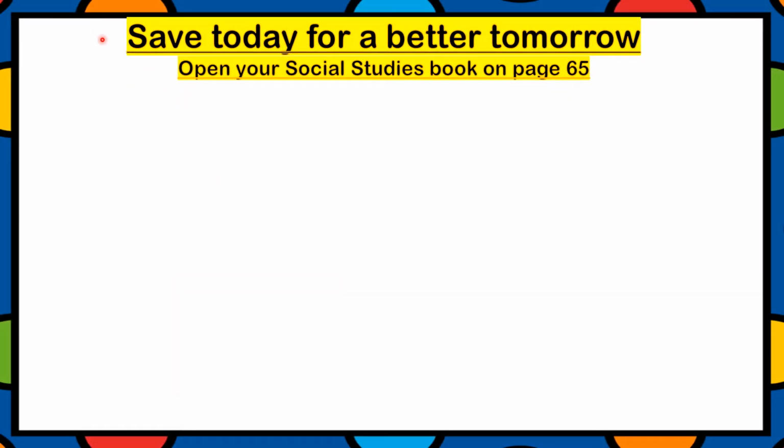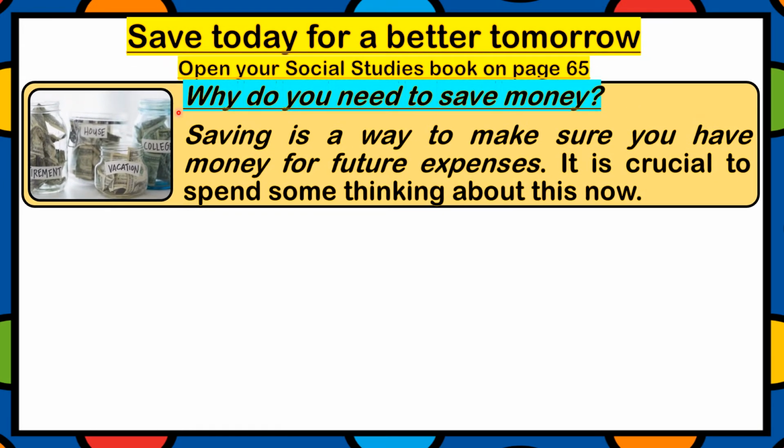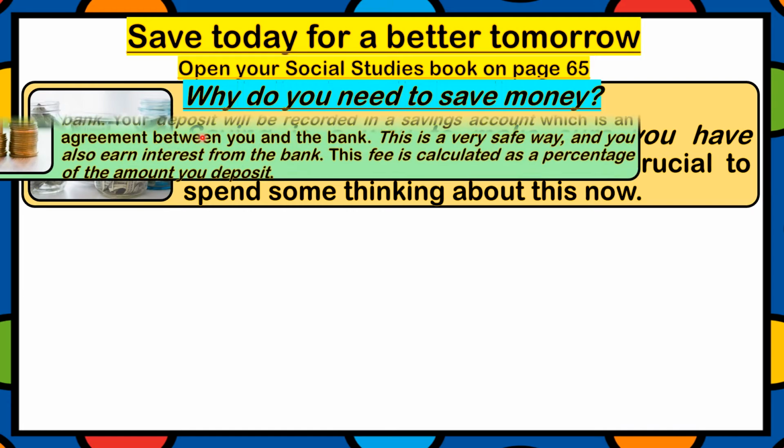Now, class, let us study saving today for a better tomorrow. Why do you need to save money? Saving is a way to make sure you have money for future expenses. For example, you want to purchase a house, a car, pay for your college degree when you go to university, or travel for your holiday. It is very important to spend some time thinking about this now, especially because these are not cheap. So you have to plan how you are going to save your money.